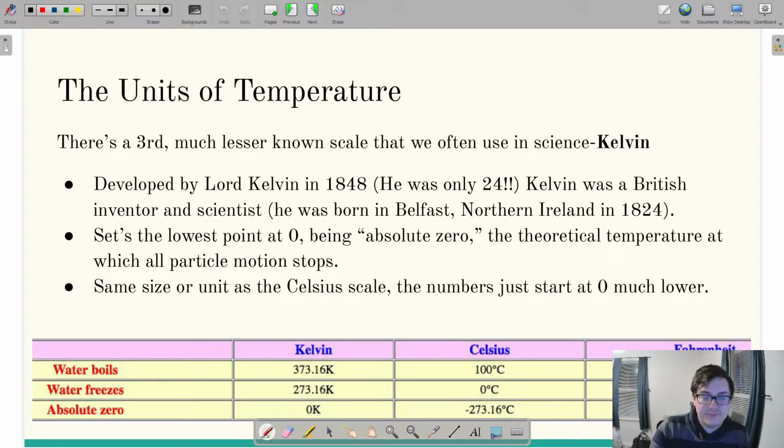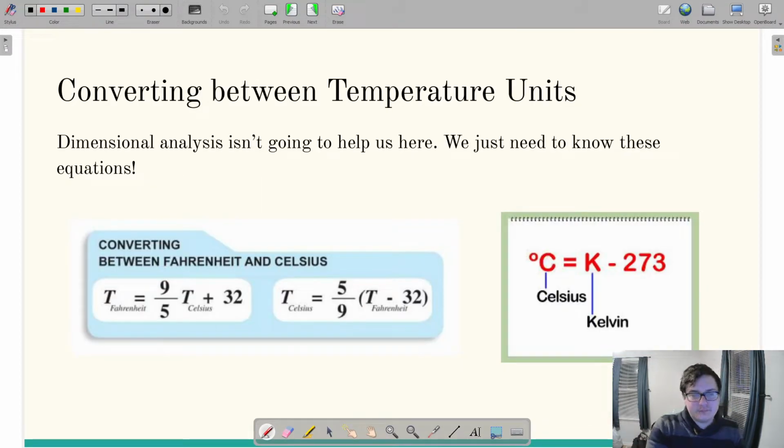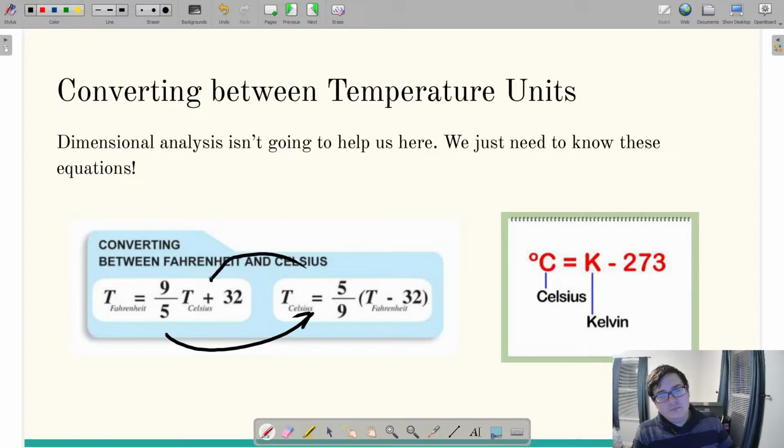So how do we interchange and convert between the three of these? We have these two formulas right here, for converting from Fahrenheit to Celsius, which will always be provided on the wall.